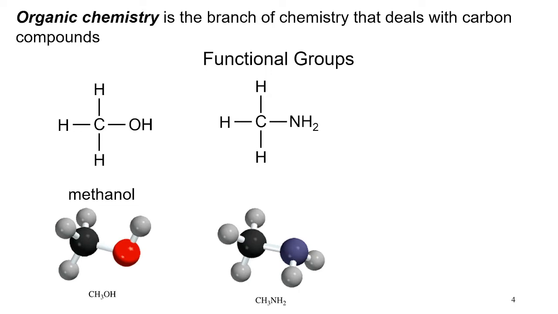Next, another example is we have here our carbon hydrogen group, and we have here our functional group, which is actually nitrogen plus 2 hydrogen, which is actually amine. So we have here that functional group. Okay, so we have here the methylamine.